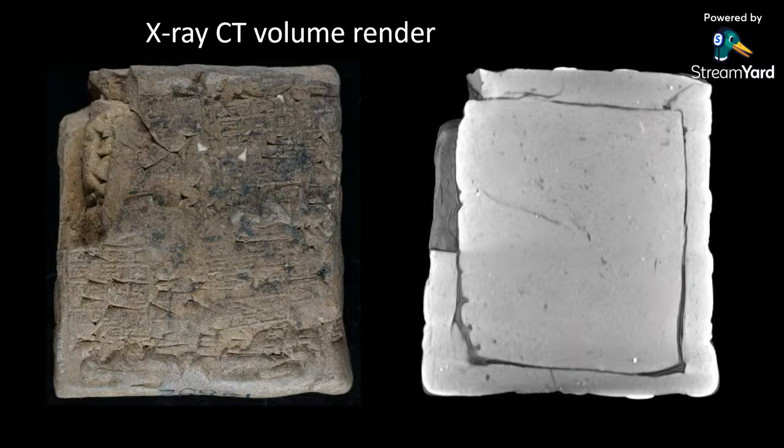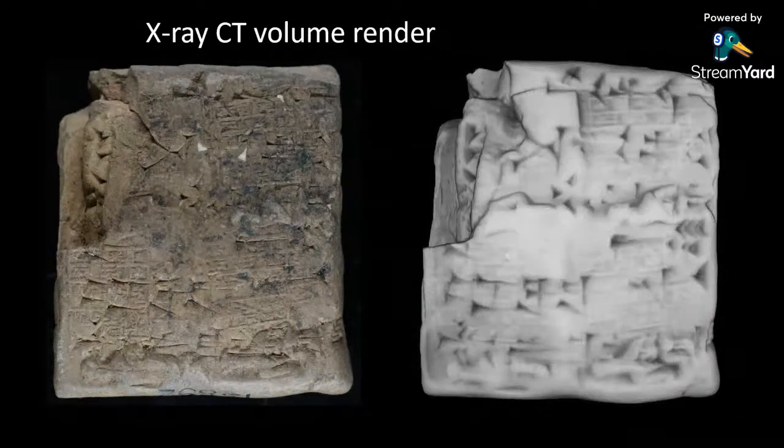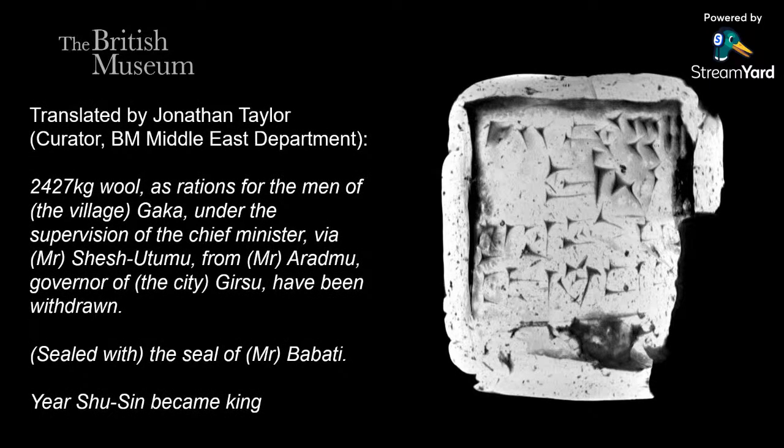So I was able to process that data and come up with an image that looked like this. My background is in physics, and I'm not able to read this kind of text, but luckily I work in a museum where we have scholars who are able to do this. So I took this image to a curator called John Taylor in the British Museum's Middle East department, and then he translated the text to show what was written there.